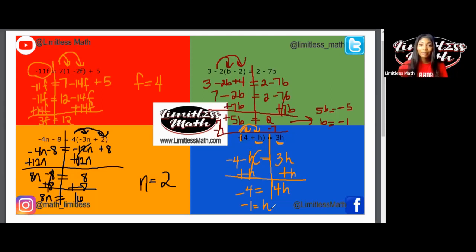And that is going to be our video on solving equations, solving two-step, solving equations with variables on both sides, multi-step equations, and solving equations with parentheses.